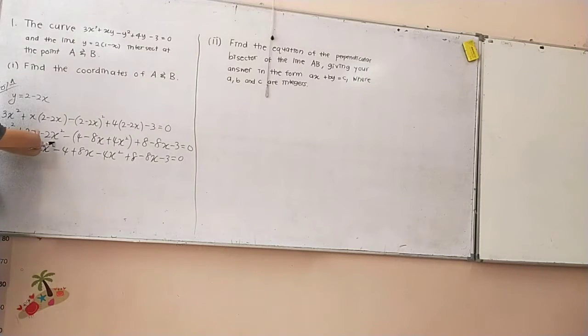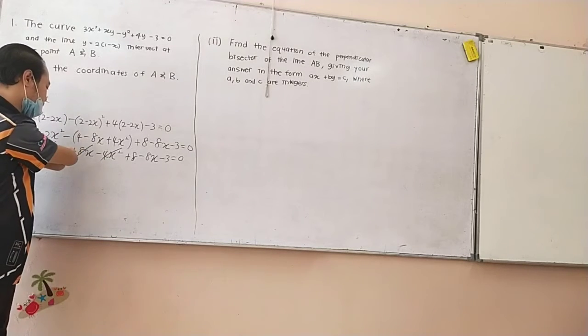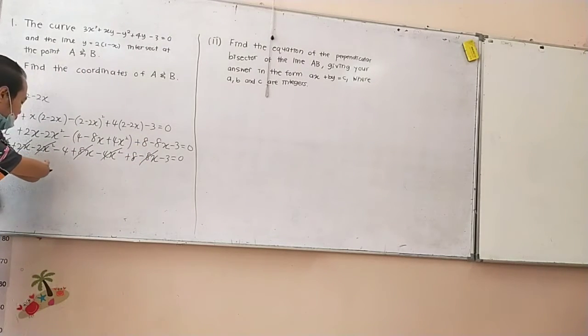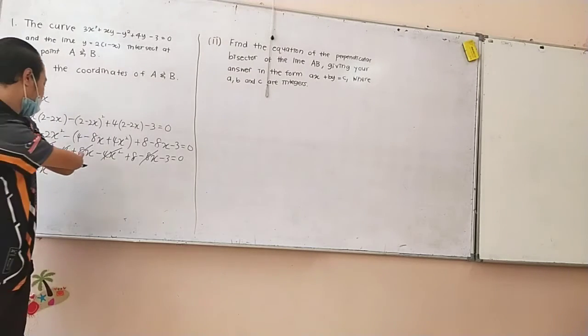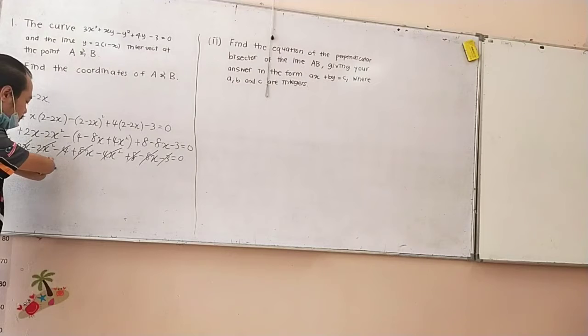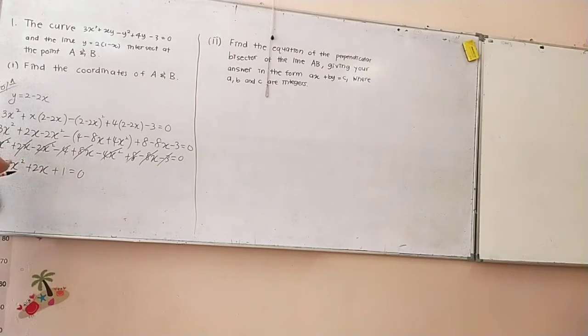3x squared minus 2x squared, 1x squared, right? Then 1x squared minus 4x squared, how much left? Negative 3x squared, correct? Follow so far? Now look for the x. 2x plus 8x, 10x. 10x minus 8x, 2x. So plus 2x. Now the constant, negative 4 plus 8, 4, and then 4 minus 3, 1, plus 1 is equal to 0. Check your answer. Do you have the quadratic like this?